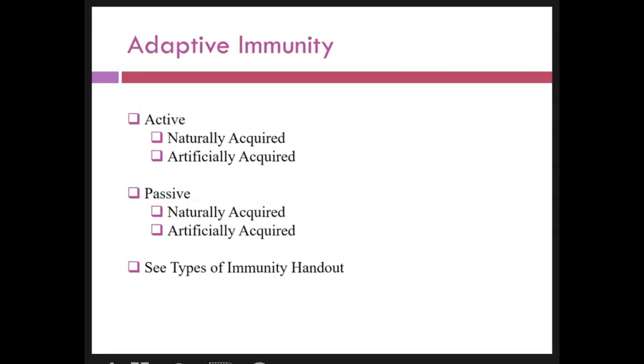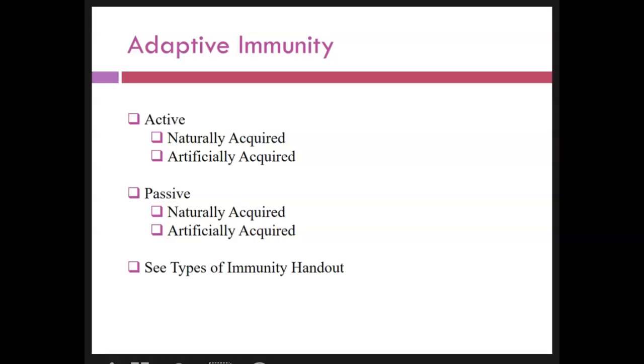So the adaptive immunity, there can be both active and passive. So you can have naturally acquired active immunity or artificially acquired active immunity. What active immunity means is that the patient or the person is introduced to an antigen or some type of immunogen, and they have to actively make their own antibodies. So it's an active process.